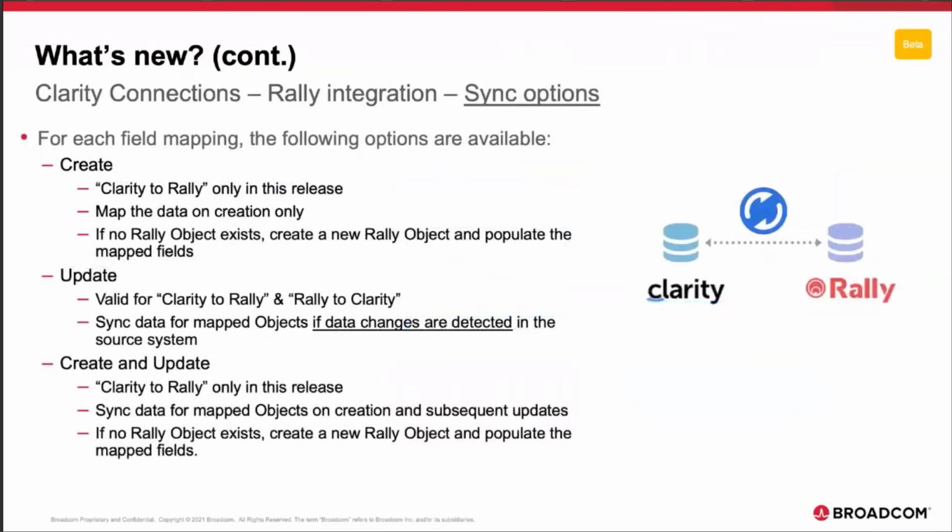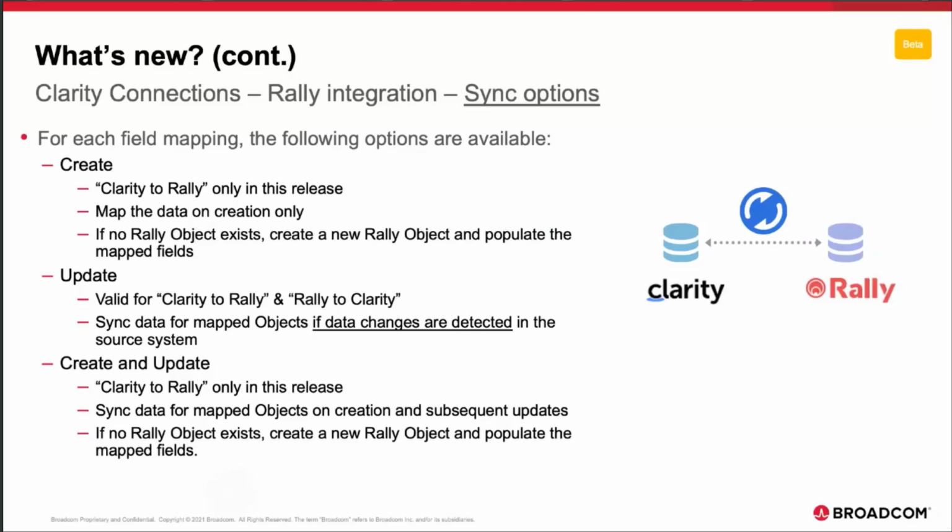You control how the integration syncs Clarity and Rally as well. So from a create standpoint, the sync direction will create new Rally portfolio items. Clarity to Rally is the only direction supported in this release. If no Rally object exists, the sync job will create a new Rally object to populate the mapped fields. So this is a beta version, and we're working on supporting the Rally to Clarity direction in the create function in a future release.